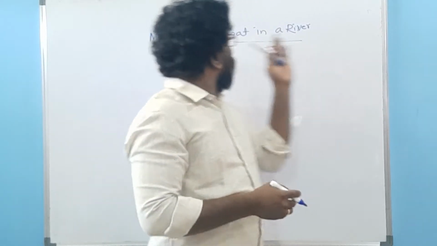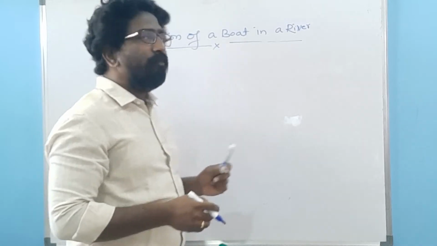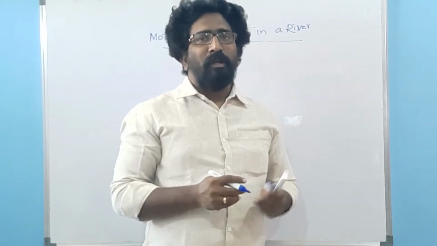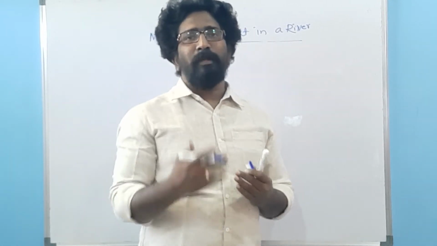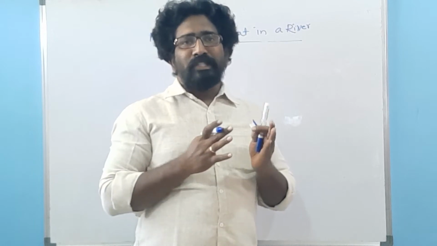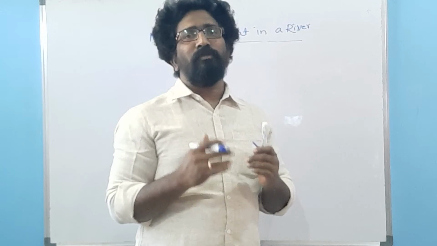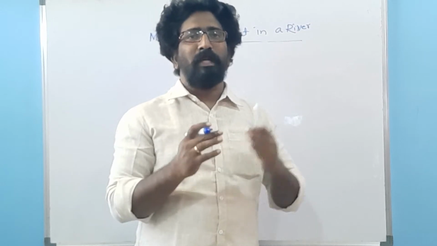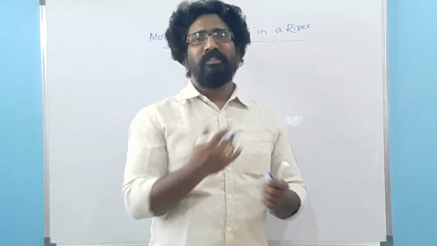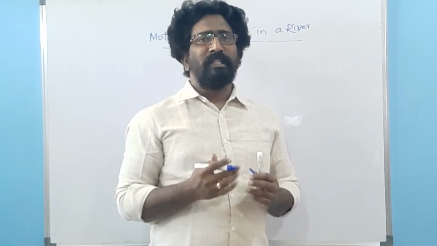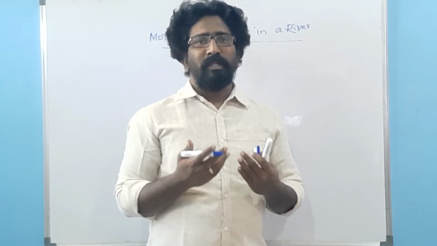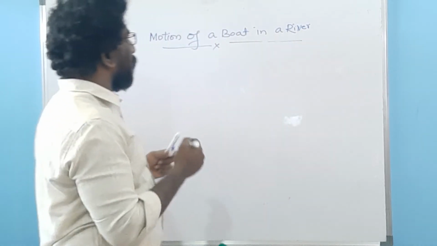Now we'll try to see the third part of the motion of a boat in a river. In the previous topics, we have seen about downstream, that is along the path of the river or along the direction of the flow of water. We have seen that's downstream, and upstream is nothing else but against the flow of water.